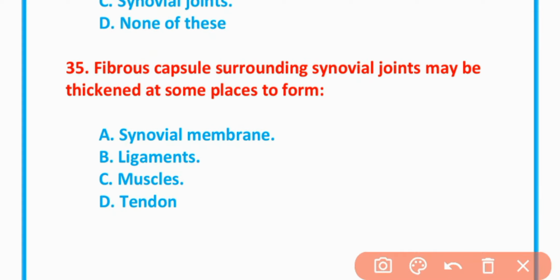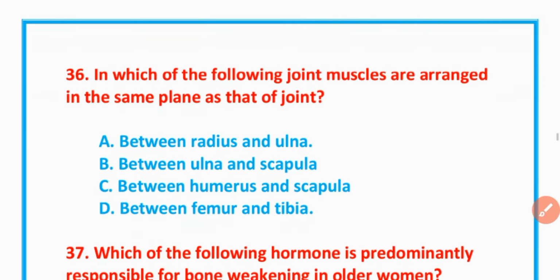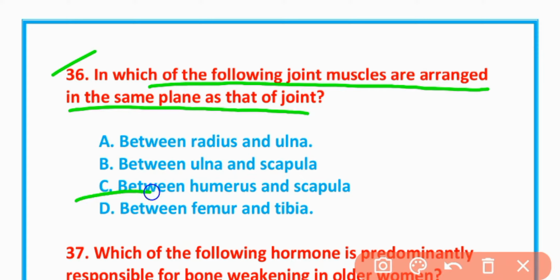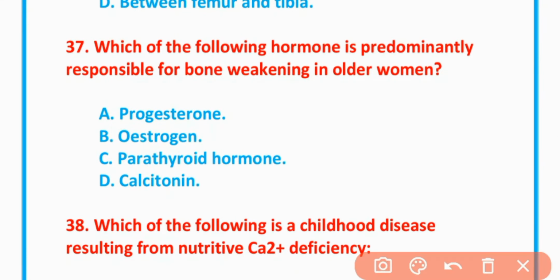MCQ number 35. Fibrous capsules surrounding synovial joints may be thickened at some places to form ligaments. Option B is correct. Ligaments. MCQ number 36. In which of the following joint muscles are arranged in same plane as that of a joint between femur and tibia? Option D is correct.